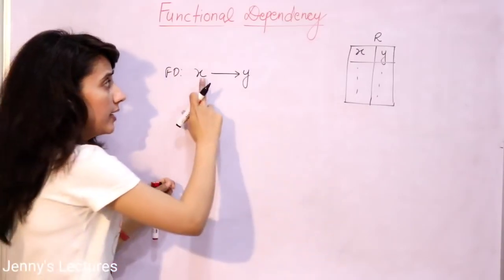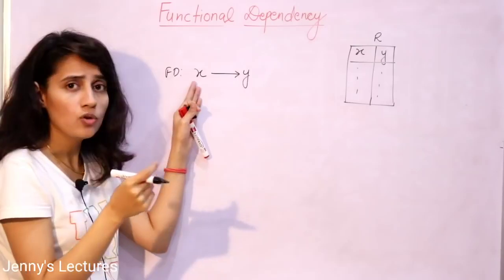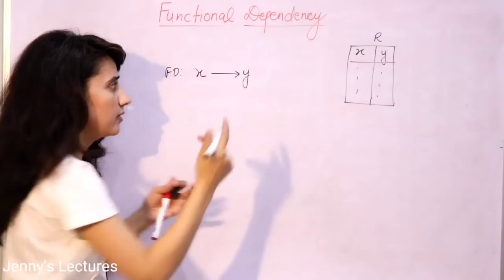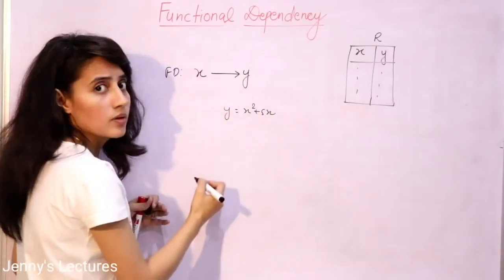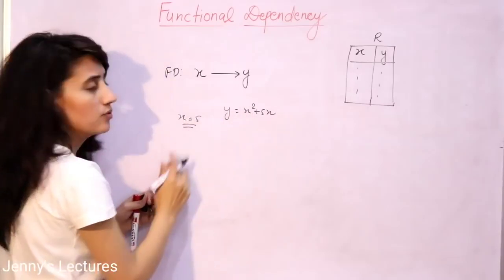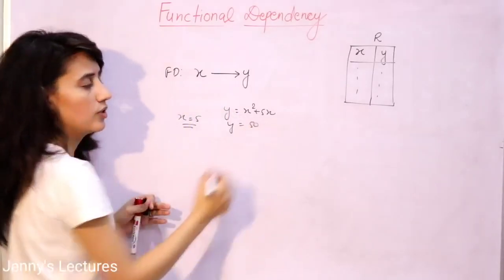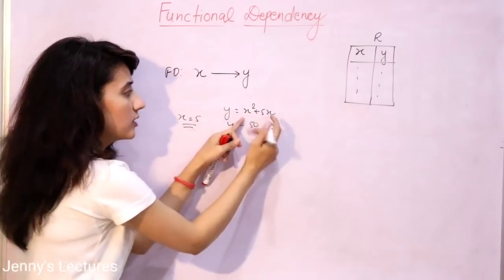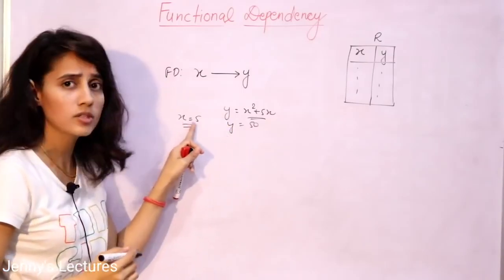See, here x determines y doesn't mean that I give you the value of x and you will compute the value of y. Suppose y is equal to x square plus 5x. So now y is dependent on x, and if I give you x is equal to 5, then you can tell me the value of y. That would be 50. Here we are computing the value of y by putting the value of x, right? This y is functionally dependent on this x.